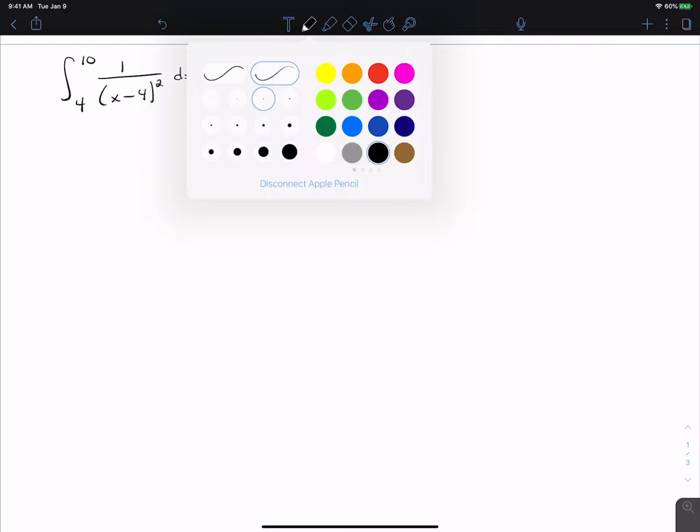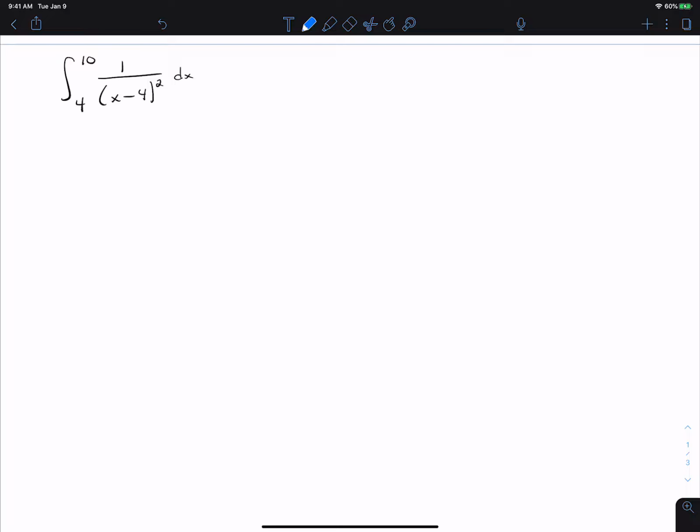I want to look at a graph. If we look at a graph, 1 over (x minus 4) has an asymptote at x equals 4. It has two parts, like a hyperbola, or what looks like one. Then if we look at the asymptote at x equals 4, what we want here is the area under the graph from 4 to 10.